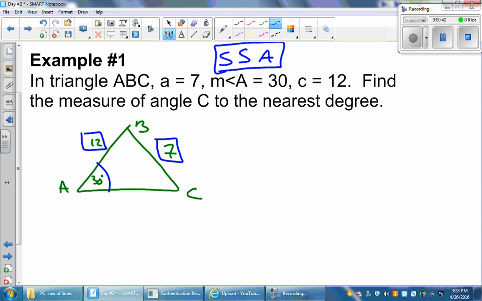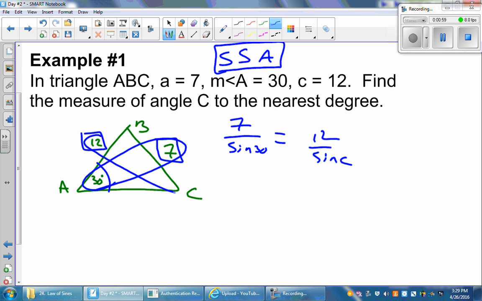Just like we've done before, I'm going to set up a proportion. I'm going to say that 7 over the sine of 30 is equal to 12 over the sine of c. Very important, we need to make sure our pieces line up. We need to make sure that the 7 goes with the sine of 30, because they're across from each other, and the 12 goes with the sine of c. Once I have my proportion, I'm going to cross multiply. I'm going to take 7 and multiply it by the sine of c, and that's equal to 12 times the sine of 30.